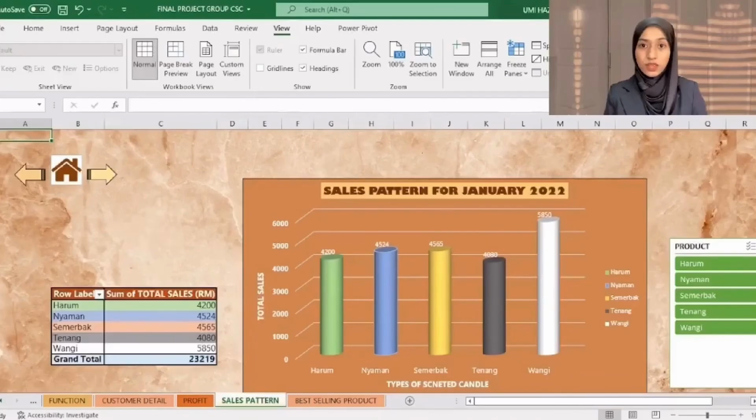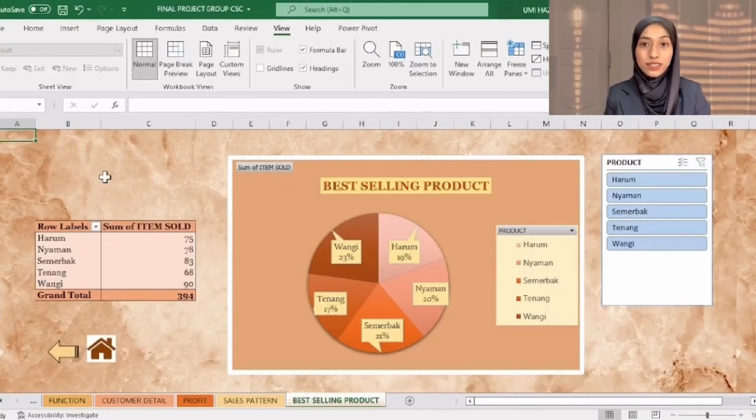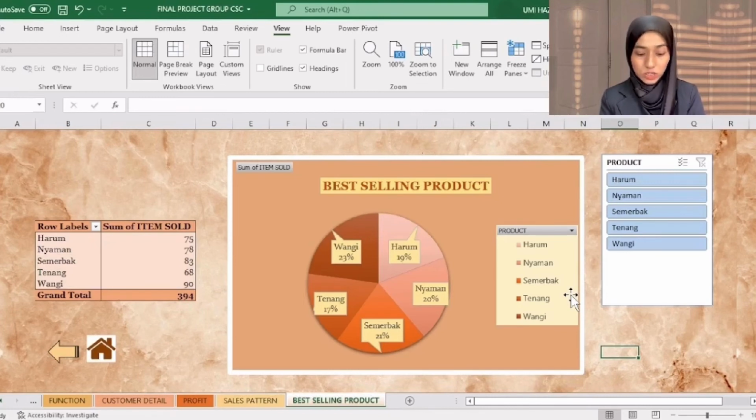Thank you. So we come to the last page, which is our best-selling products. This page consists of the elements that we have provided to classify the items sold in each product. We have 5 types of scented candles with different aromas. In best-selling products, we're using the pivot table functions followed by the slicer functions. As we know, slicer is a method that can filter the data visually. We use slicer to make it easier to find what we want to see at one particular time.